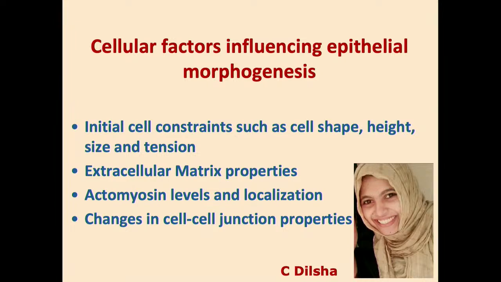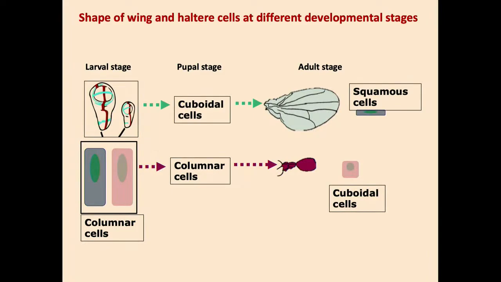So the kind of work we undertook, Dilsha is the student who did all this work. What are the initial constraints in terms of cell shape, height, size and tension, extracellular matrix practice, actomyosin levels, and then some junctional properties which we have not studied. See, the idea is to get this kind of a structure versus this kind of a structure.